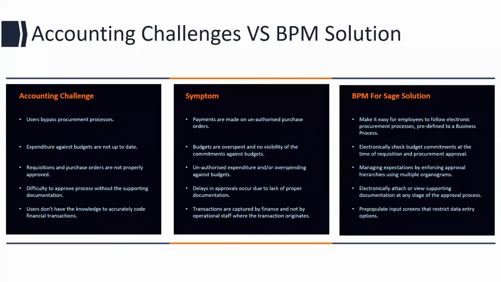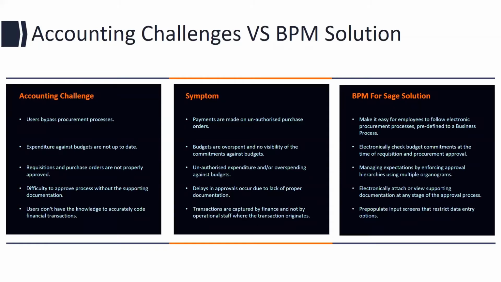Another challenge that we sometimes get is that expenditure against budgets is not up to date. Budgets are overspent and visibility of the commitments against the budgets is non-existent. BPM electronically checks budget commitments at the time of requisition and procurement approvals and can display these budgets to you as the user.